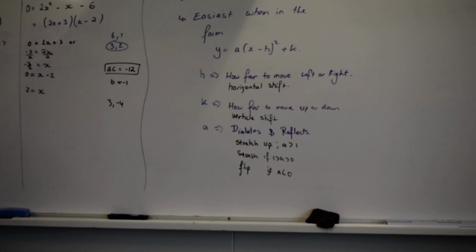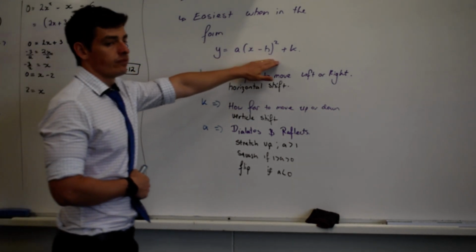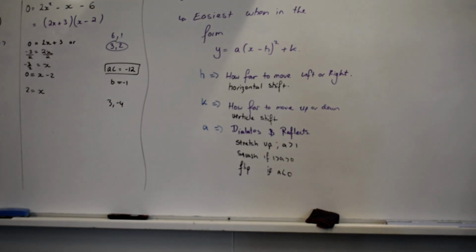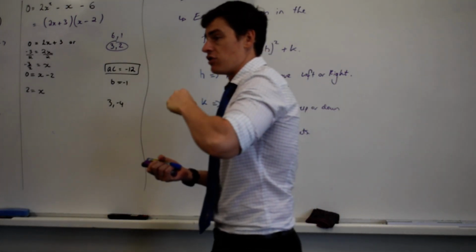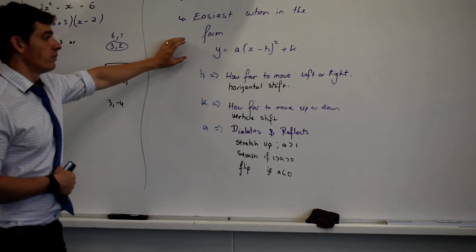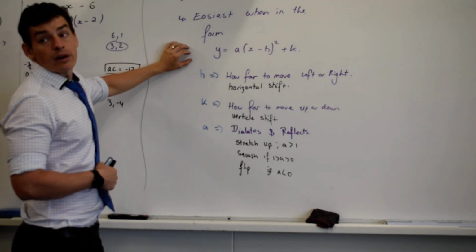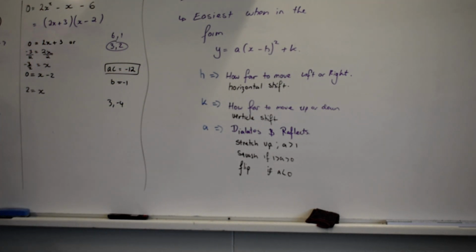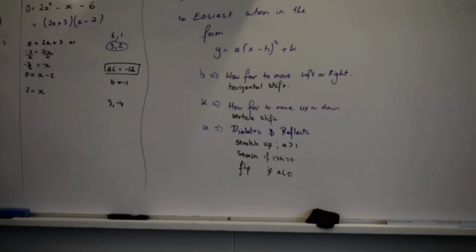Can you see why it's a lot easier if it's in this form? Because we can automatically see translation, up or down, left or right, and how stretched it is, whether it's reflected or not. What should we do if it's not in this form? Put it in that form. Yeah, we can put it in that form. There's a few techniques we can use, but we should be able to get most of them.